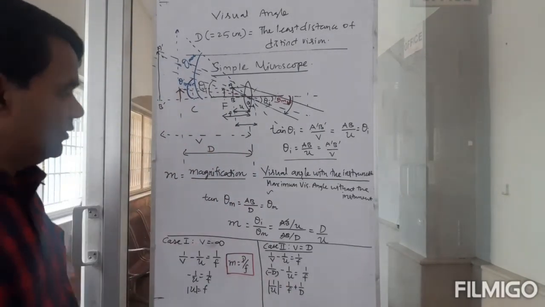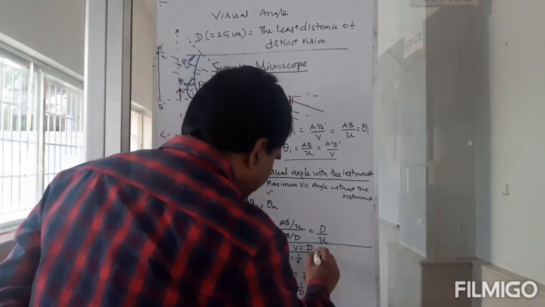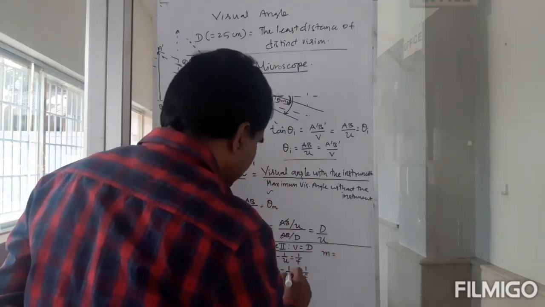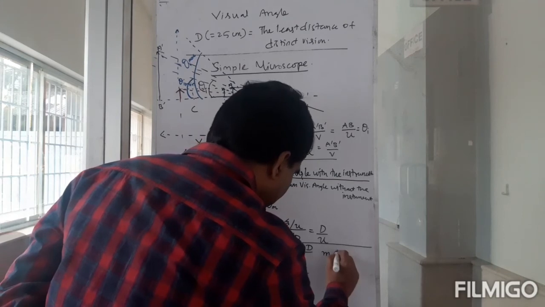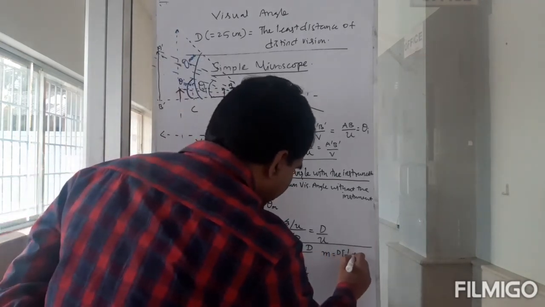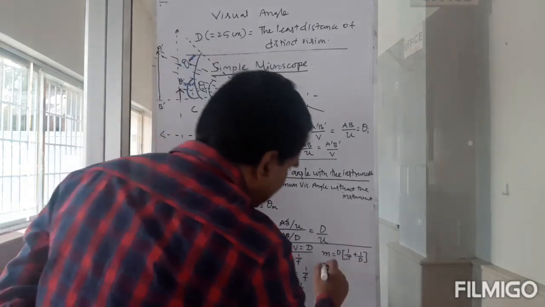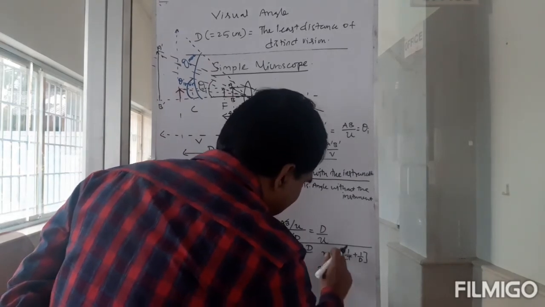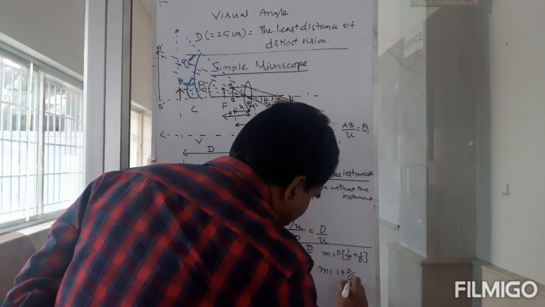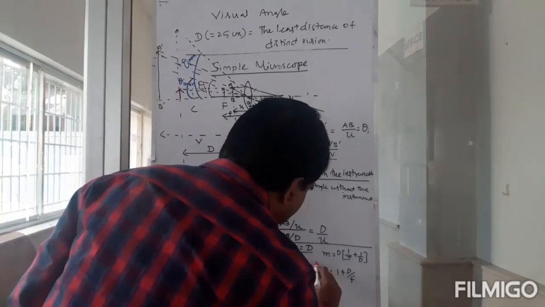Use 1 by U here. My magnification now is equal to D into 1 by U, which is 1 by F plus 1 by D. We take D inside, so M is going to be equal to D into D, and we will cancel 1 plus D by F. So this is the maximum magnification.